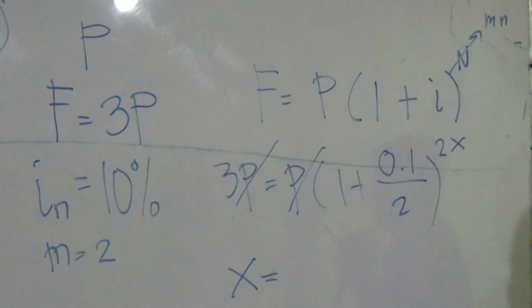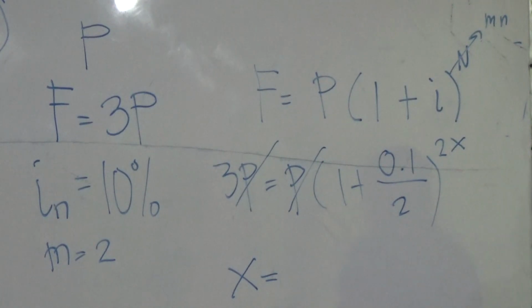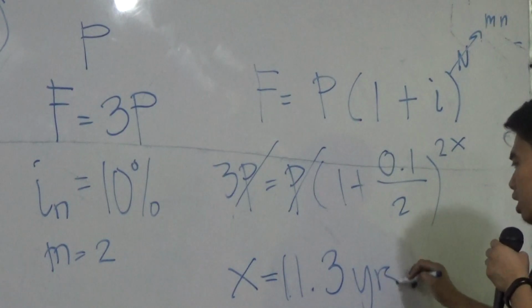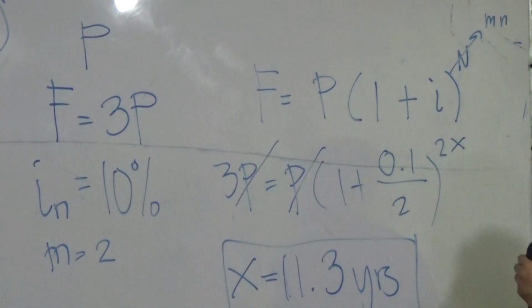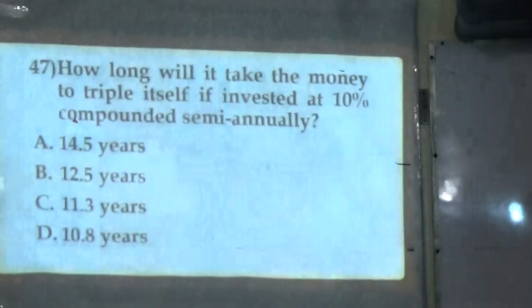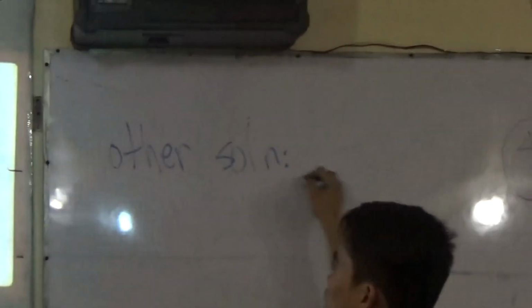Medyo matagal lang. Okay, kasi wala ano, exponent. Okay? Pero lalabas yan. That is equivalent sa 11.3 years. Okay? Other solution. Kung natatagalan kayo sa solution na yan, eh, meron namang mas maiksi dyan or mas mabilis.